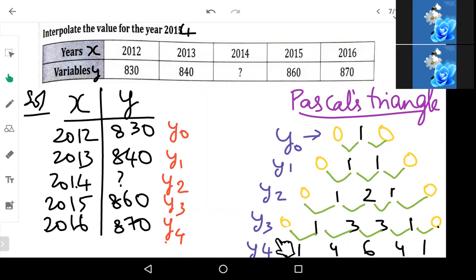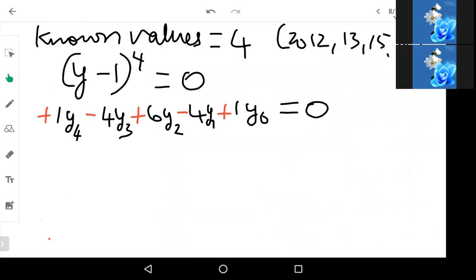Now see these numbers at the end: 1, 4, 6, 4, 1. These are the important numbers. Don't take the 0s. Just take the numbers which are written in black. So the last line is 1, 4, 6, 4, 1. Now come here. We know 4 values in the problem. Out of 5, we know the data for 2012, 2013, 2015 and 2016. So (y − 1)^4, known values 4.